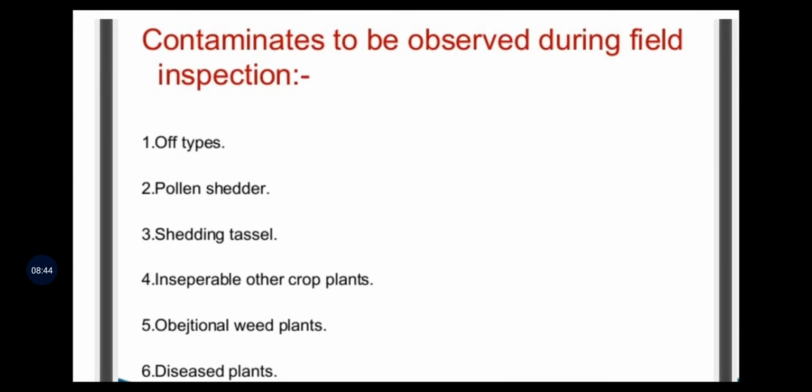So for what things are the field counts taken? It may be to see the off types, for finding out the pollen shedders, then shedding tassels in case of maize, then inseparable other crop plants, objectionable weed plants, and diseased plants.